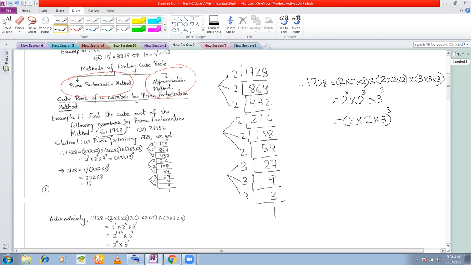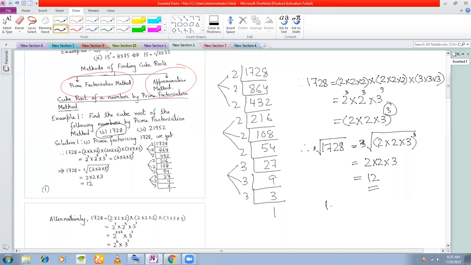Everything that we are doing is just like your square roots, except that the power here is 3. Therefore, cube root of 1728 is equal to cube root of 2 into 2 into 3 whole cube. Now you have a cube inside a cube root here, so you can remove the cube root to give you 2 into 2 into 3 only, which will give you 12. So cube root of 1728 is 12.